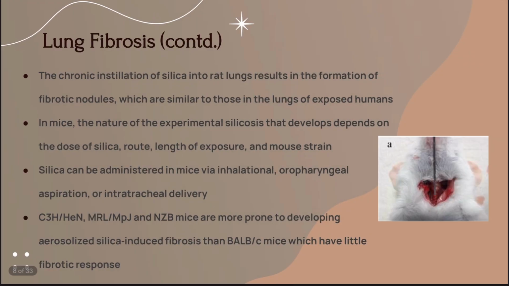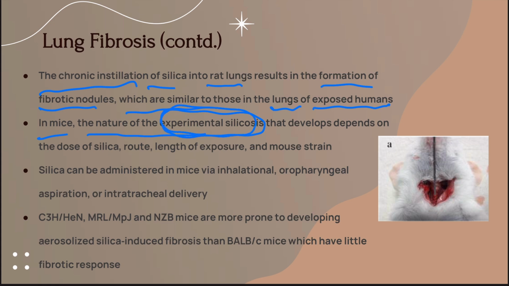Now continuing with this, the chronic instillation of silica into rat lungs results in the formation of fibrotic nodules, which are similar to those formed in the lungs of exposed humans. So this is basically used to study silicosis, and in mice the nature of the experimental silicosis we induce will depend on the dose of silica, the route through which it is given, the length of exposure, and the mouse strain, that is, different strains of mice have different susceptibility to silica for development of silicosis.